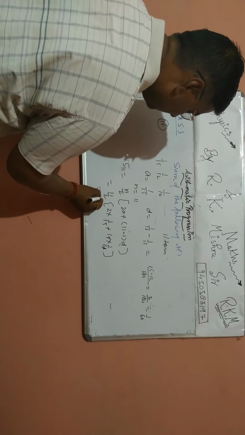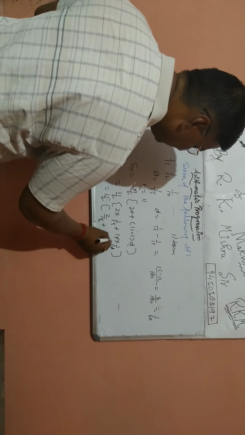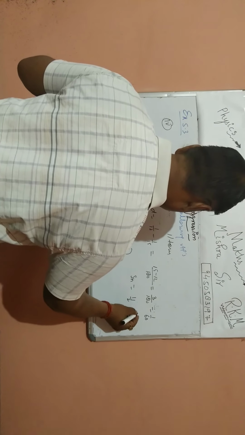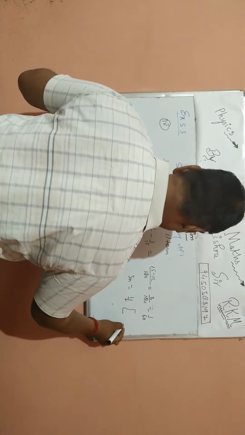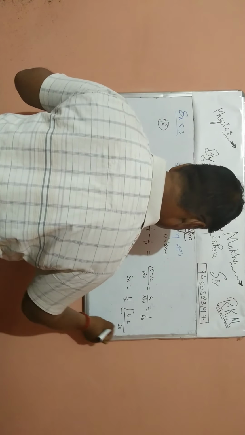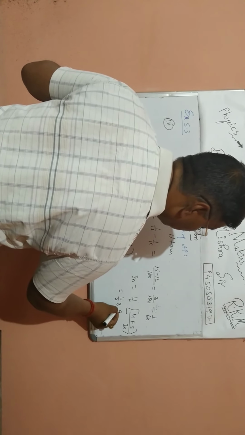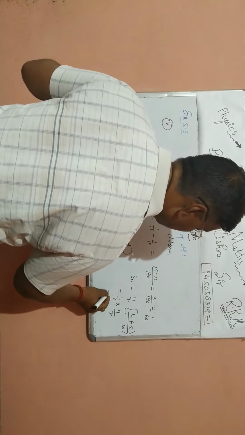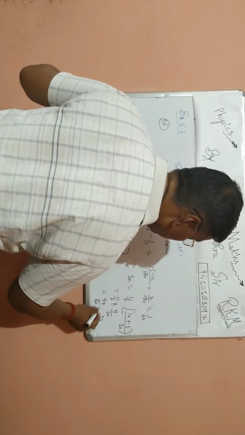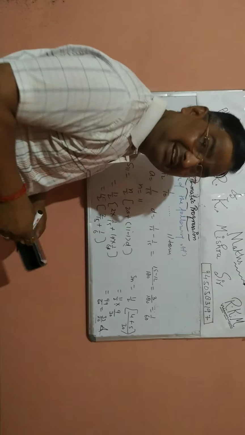That is 11 by 2 [2 by 15 plus 1 by 6], you will get Sn is equal to 11 by 2, LCM 30, [4 plus 5] by 30, 11 by 2 into 9 by 30, 99 by 60, that is 33 by 20. That is the answer. So Sn will be this one.